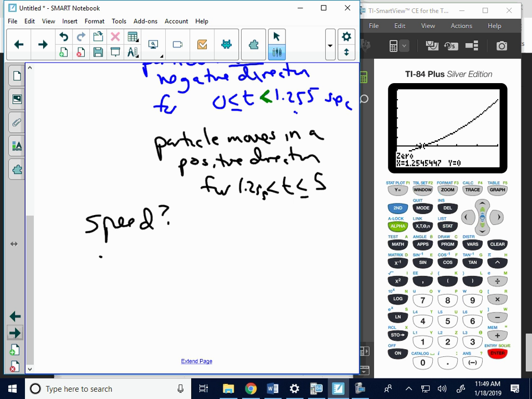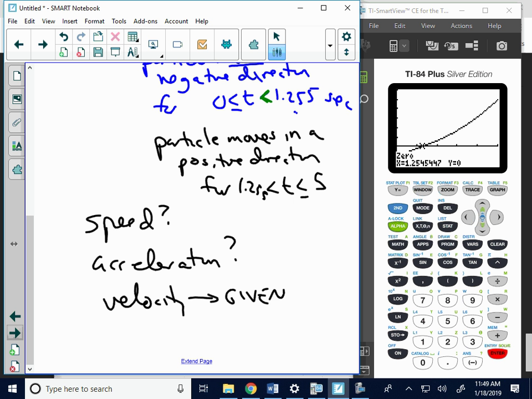Acceleration. Velocity. Okay, so the velocity was given, right? Is the speed the same as velocity? No, what is speed? It is a scalar. How does it compare to velocity? Bingo, that's the key. So speed is the absolute value of the velocity.